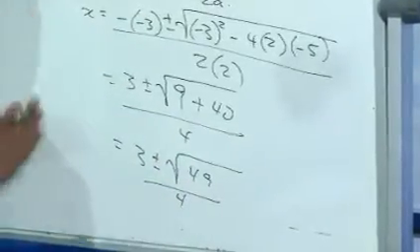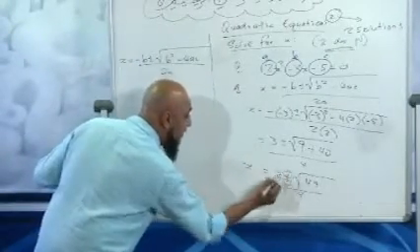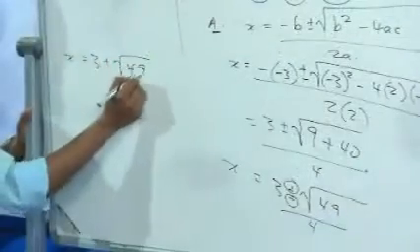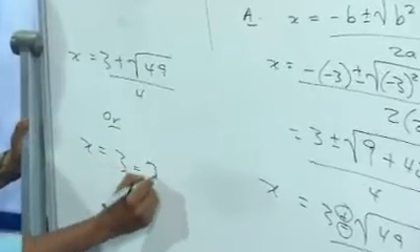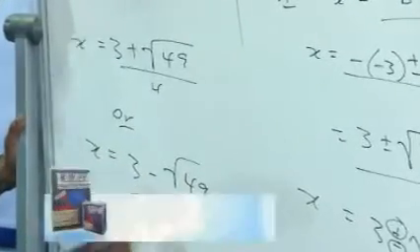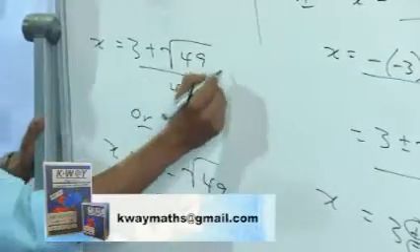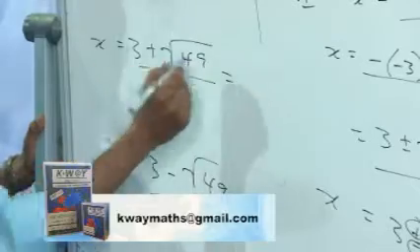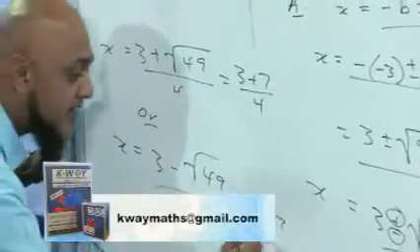I'm just going to move over here because we don't have enough space. So now we've got two solutions, plus or minus. So x is equal to 3 plus the square root of 49 all over 4, or x is equal to 3 minus the square root of 49 over 4. If we can simplify this further, what is the square root of 49? 7. So it's 3 plus 7 over 4, or 3 minus 7 over 4.